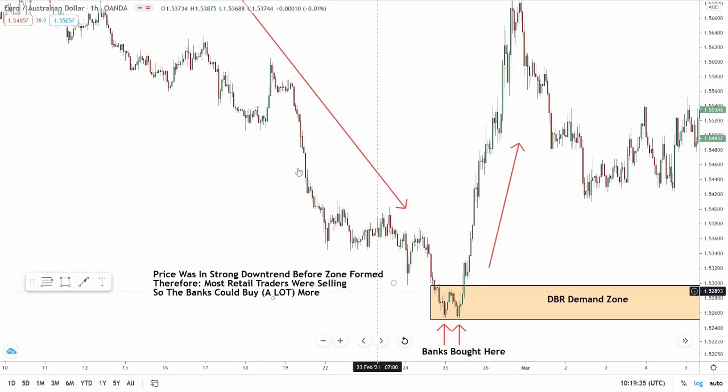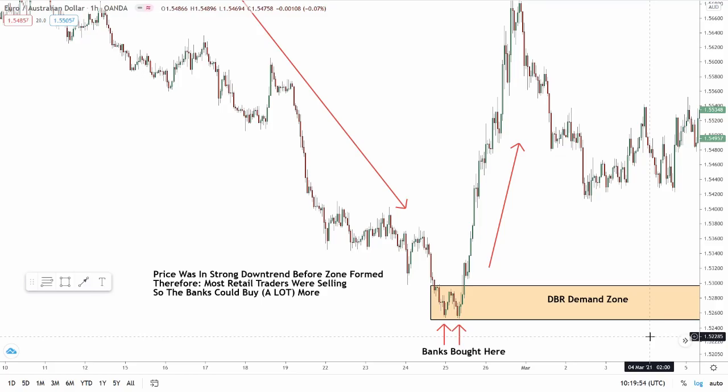Now, with rally-based drop and drop-based rally zones, it's the other way around. These zones only form when a new swing begins, so before they form, price is always moving in the opposite direction. Like this zone, for example. Before this zone formed, price was falling heavily, so most traders were selling. That meant the banks could buy a large amount. There were tons of sellers ready.